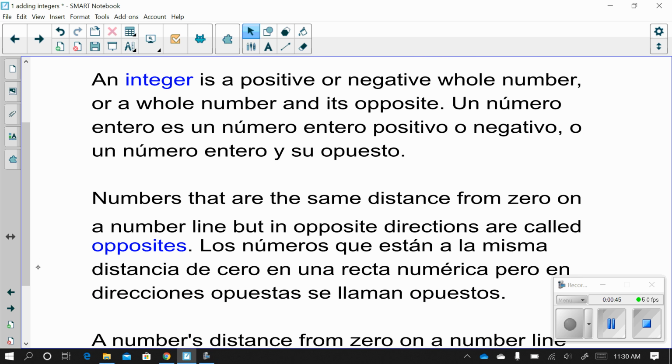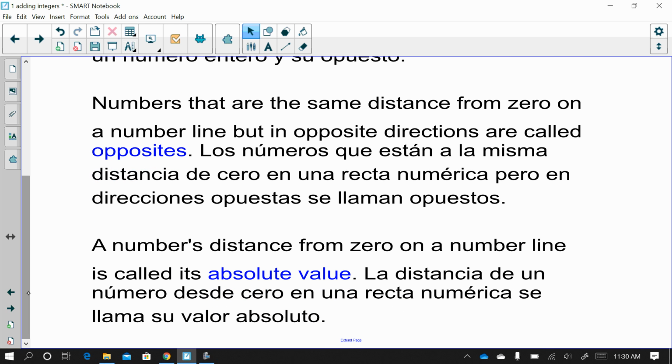Numbers that are the same distance from 0 on a number line, but in opposite directions, we call opposites. So going back to that 2 and -2. A number's distance from 0 on a number line is called its absolute value. Absolute value is always positive.